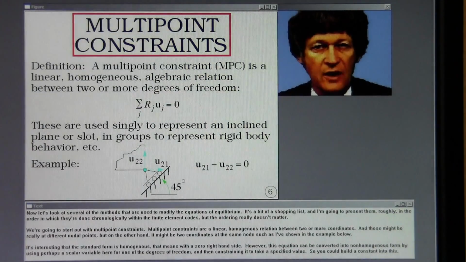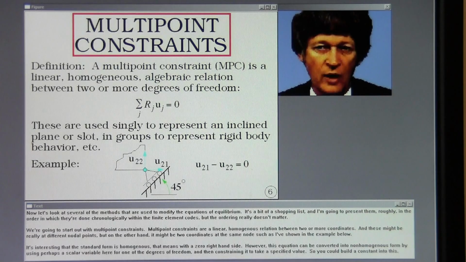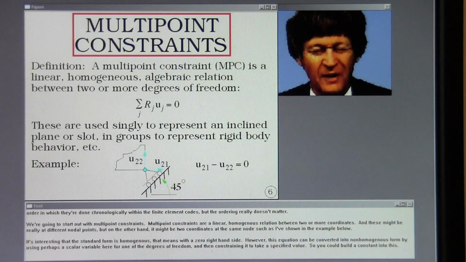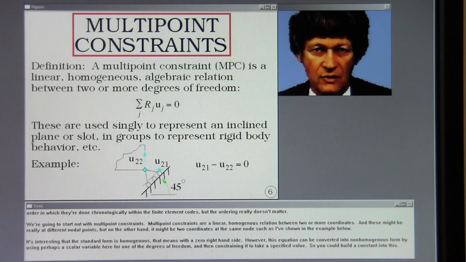Now let's look at several of the methods that are used to modify the equations of equilibrium. It's a bit of a shopping list, and I'm going to present them roughly in the order in which they're done chronologically within the finite element codes, but the ordering really doesn't matter. We're going to start out with multipoint constraints.